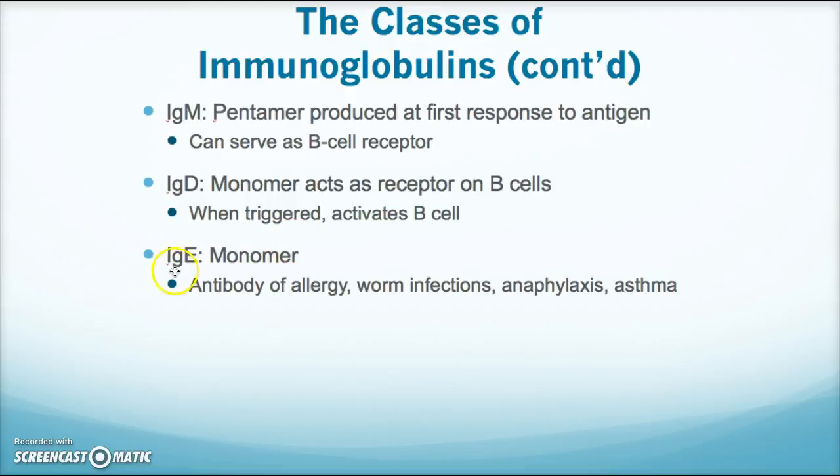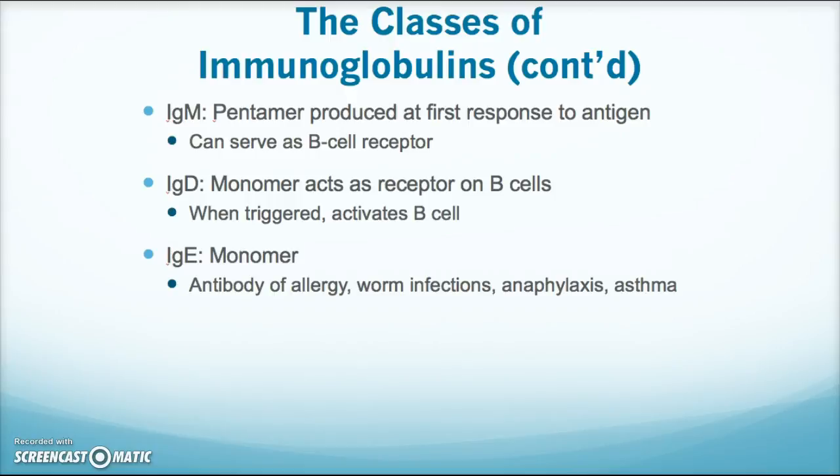And then the last one is the IgE monomer. These are antibodies that we see that play a role in allergy, worm infections, and some other things that we see with allergies, anaphylaxis and asthma, for example. And there's a nice table in your book that actually shows what these each look like. So take a minute and look at those.